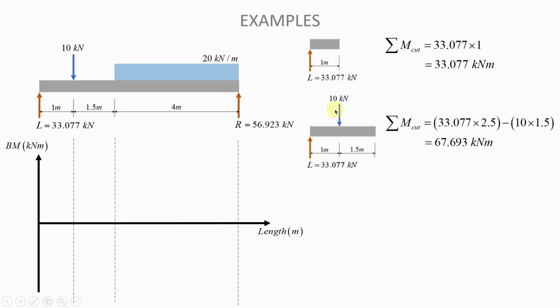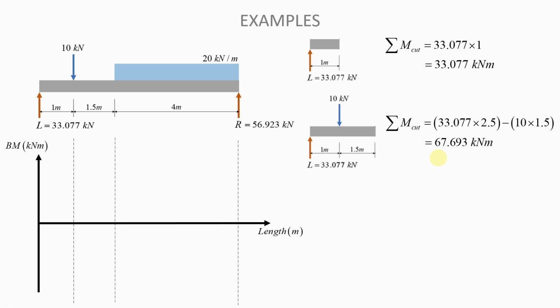The moment due to L is positive about the cut because it is clockwise. However, the moment due to the 10 kilonewton force will be anti-clockwise and therefore will be negative about this cut. And so when you do your sums correctly, this is what you should get. And therefore the moment about the cut at this location here is 67.693 kilonewton meters.